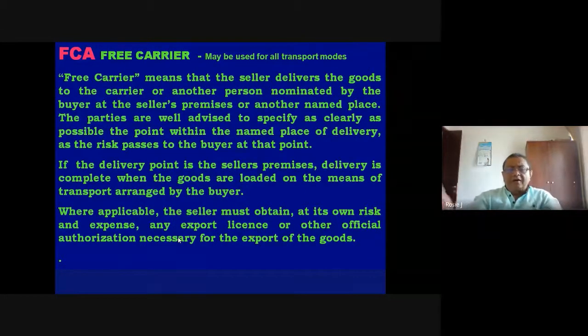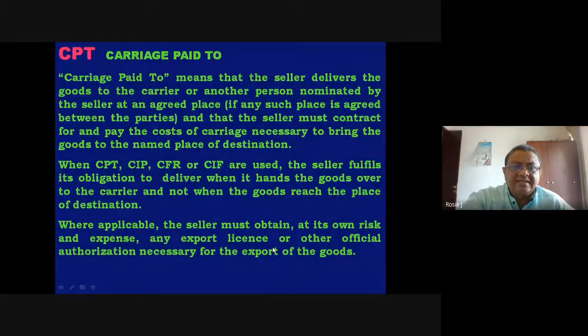So if you finish at Kadugan now and hand it over, then that is the delivery point, and from there onwards, the importer is responsible, right? That is called FCA, right? Then CPT.